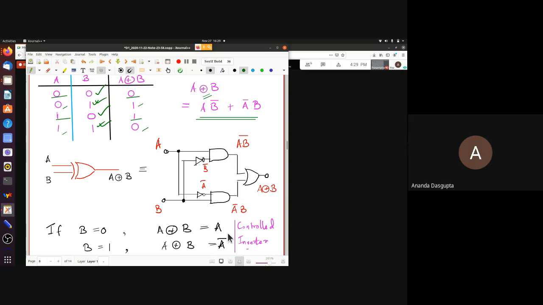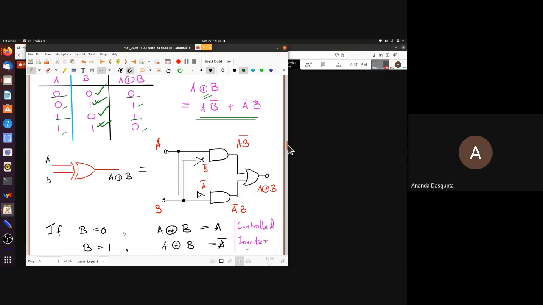So what you get here is what is called a controlled inverter. If one of the inputs is used as a control, then the other input is inverted or not inverted depending on whether this control is low or high. If it's low, it's not inverted. If it's high, the other input is inverted. Okay?